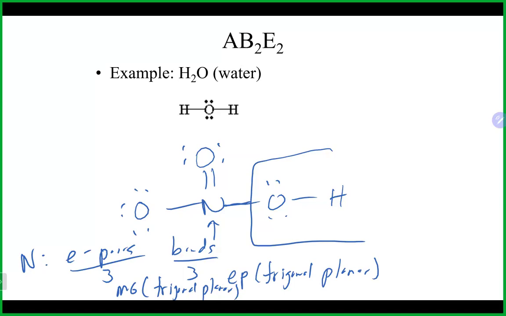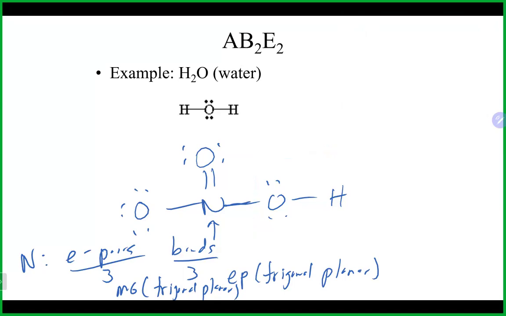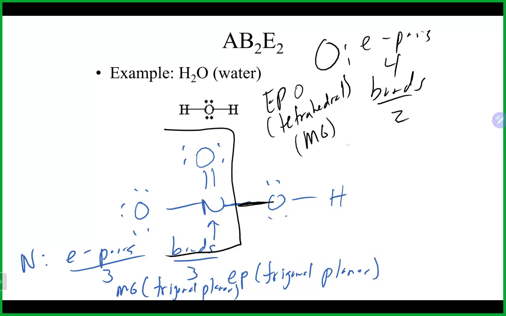Now what we would do is basically switch this around and put our hand over the nitrogen part and just look at the oxygen. And again, the line going into the oxygen still counts for the oxygen. So when we look at the oxygen, how many electron pairs for the oxygen? It does have 4. How many bonds? 2. So the electron pair geometry for the oxygen would be tetrahedral. The molecular geometry for the oxygen would actually be bent or V-shaped.